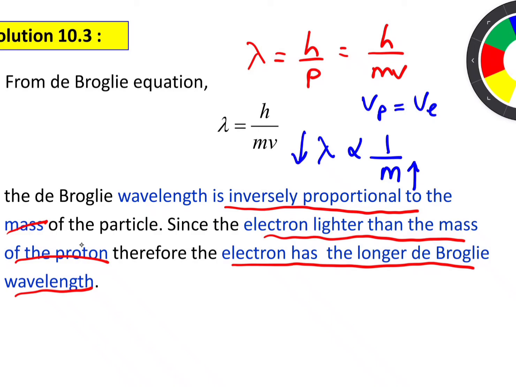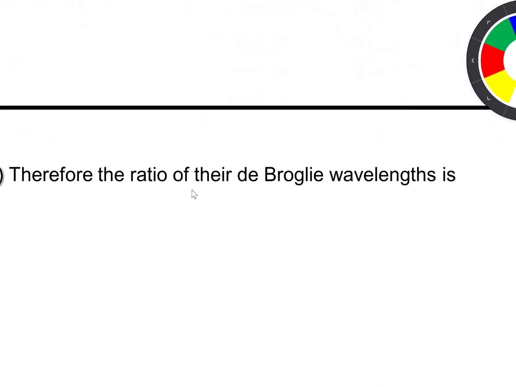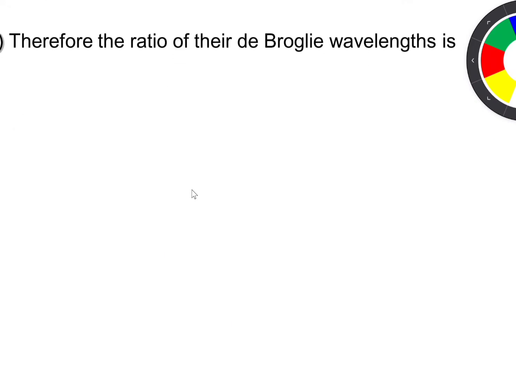Macam tu juga kalau mass kita kurang, so lambda akan jadi panjang. Okay, clear? Tengok daripada kita punya equation sahaja. Okay, B, dia minta ratio of lambda electron over lambda proton.